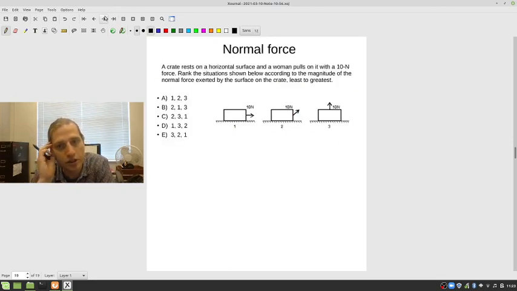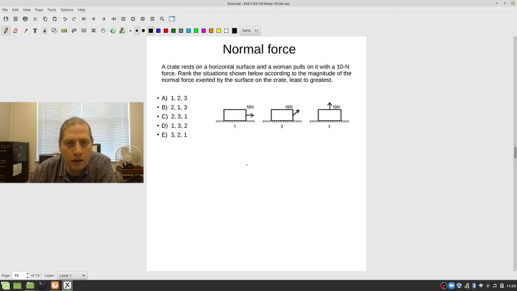All right, here's a good conceptual problem. It says, a crate rests on a horizontal surface and a woman pulls it with a 10 Newton force. Rank the situations shown below according to the magnitude of the normal force exerted by the surface on the crate, least to greatest.